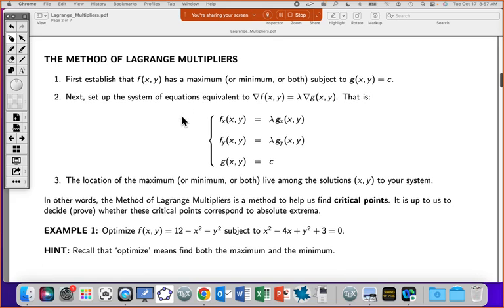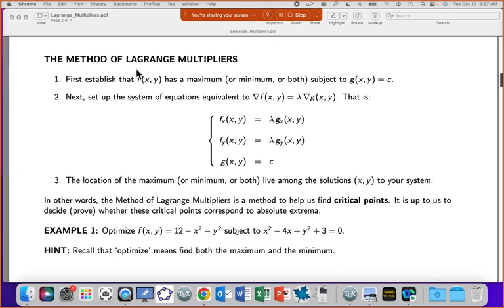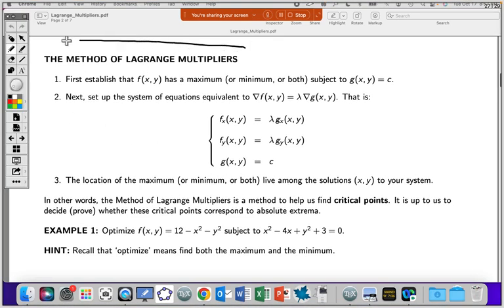All right, long and short of it is the method of Lagrange multipliers. And once again, we will work problems tomorrow with this, and then we'll talk about generalizations and how we could use that to help us with the box problem. But the first thing you have to do is establish that you've got a maximum or minimum or both. So this is where some of the heavy lifting is.